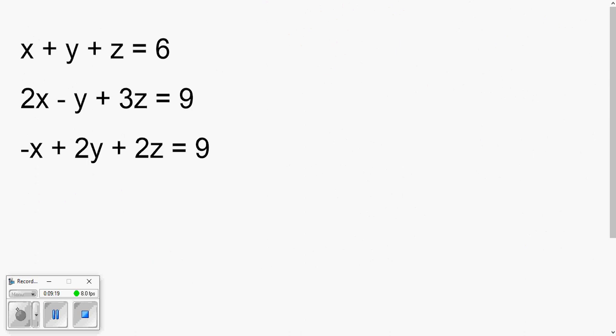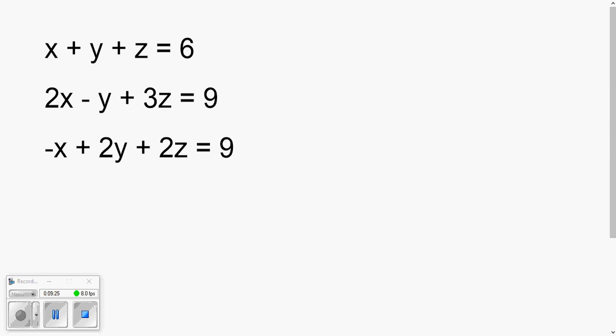All right, we will do one more together. When I look at this one, honestly, it doesn't really matter which one I choose to eliminate, so I'm just going to eliminate x, I guess. So the first thing I'm going to do is the equations 1 and 3. So I'm going to eliminate x in 1 and 3.